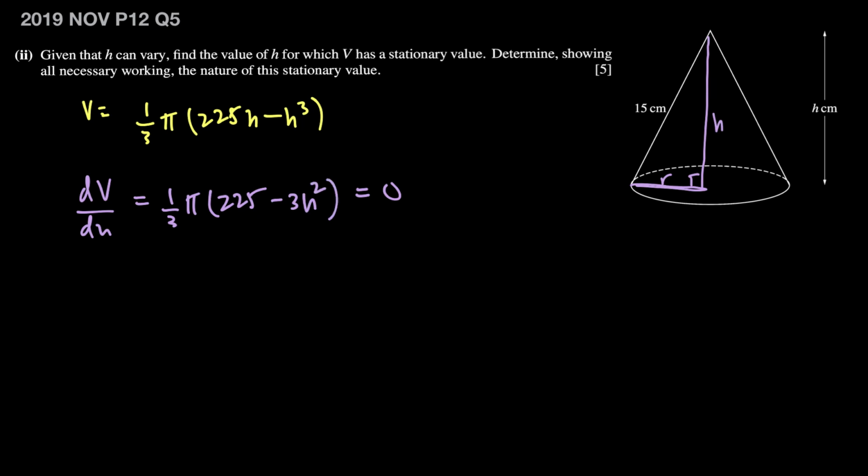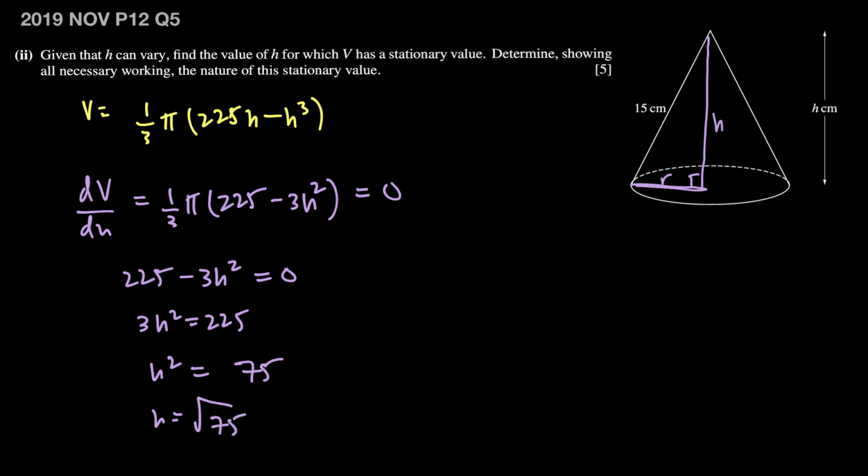Now let's try to solve for h. So we can get rid of this 1/3 π over here, simply because if we divide both sides by 1/3 π, we simply get 225 − 3h² = 0. That means that 3h² = 225. So therefore, h² = 75, and h = √75. We're not going to take the negative square root because h has to be a positive value. So it's just the positive square root of 75.